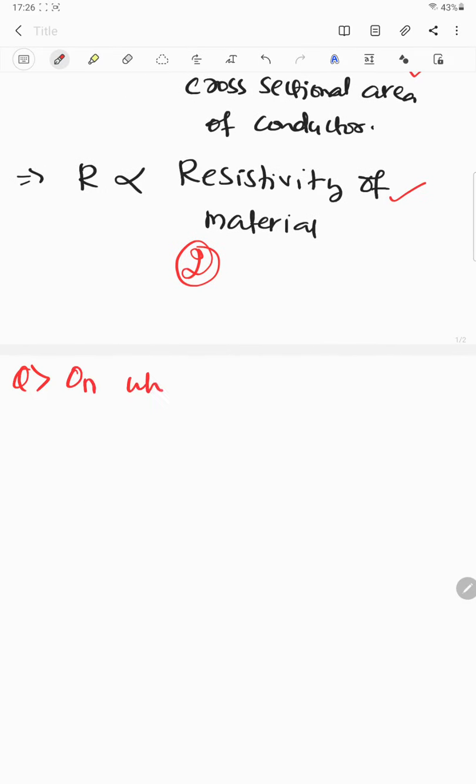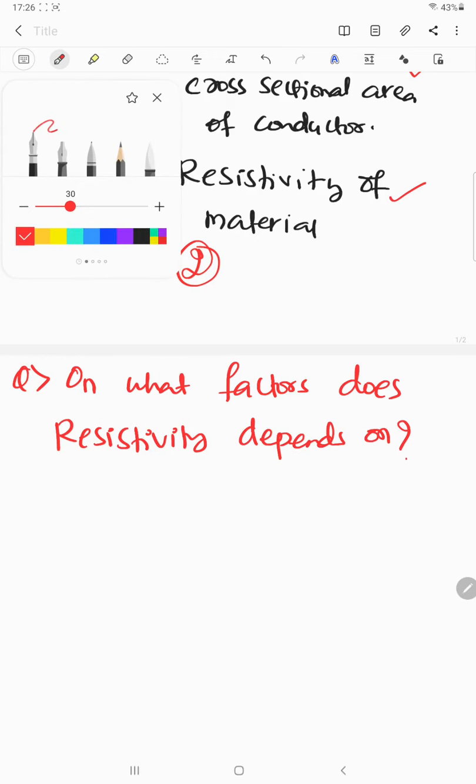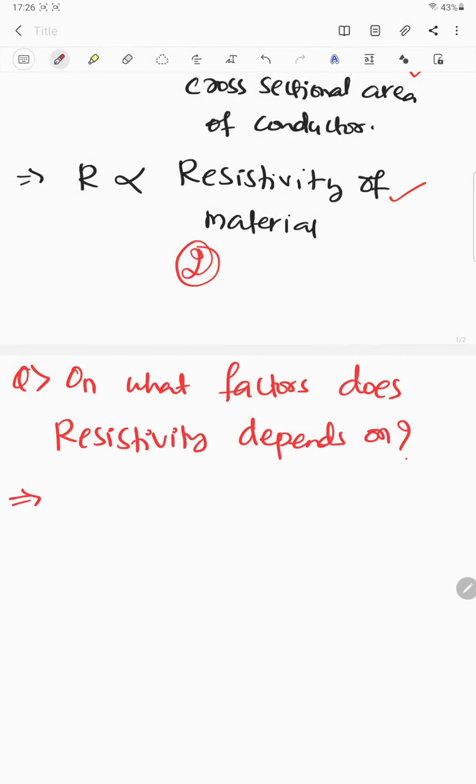On what factors does resistivity depend? Okay, so what will be the answer for this? It's going to be quite simple, no? Whatever this resistivity is, it does not depend on length and so on.